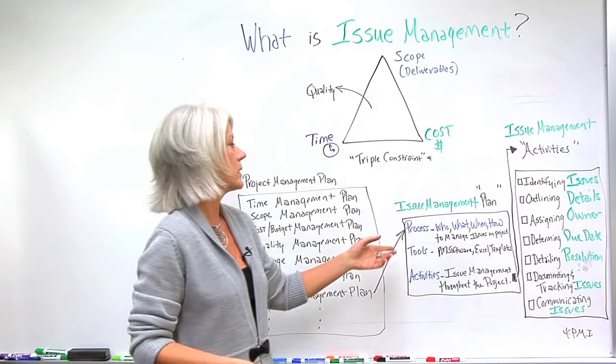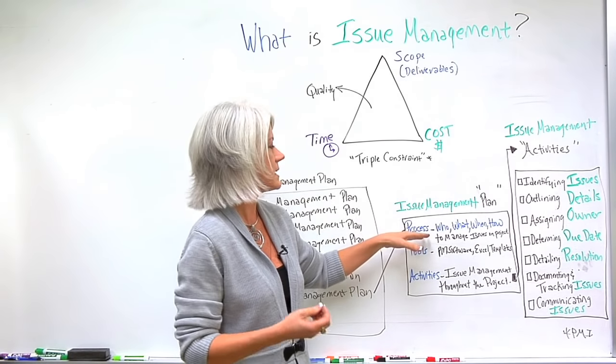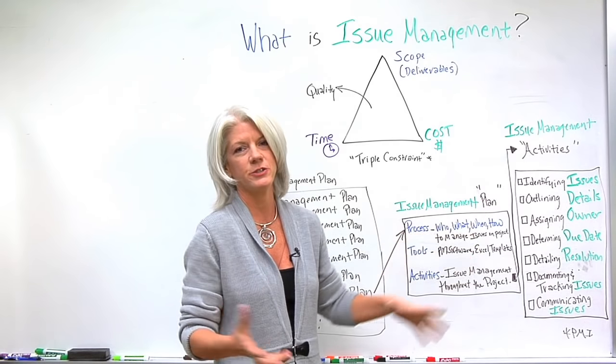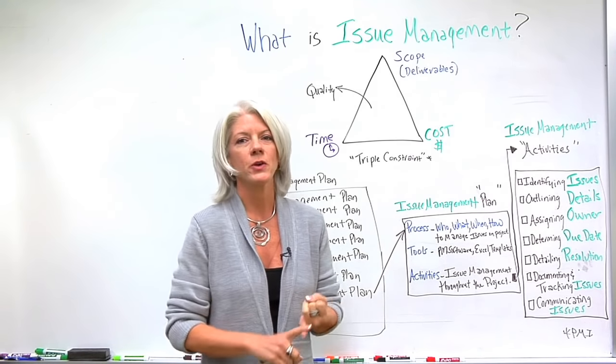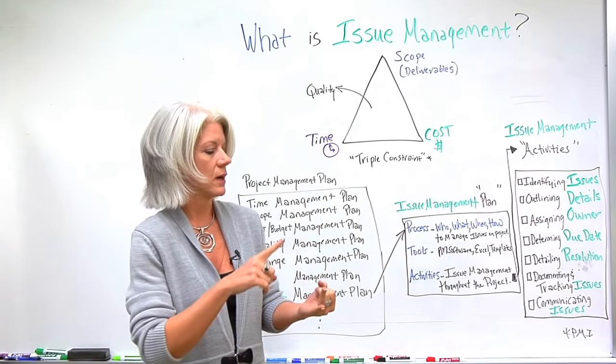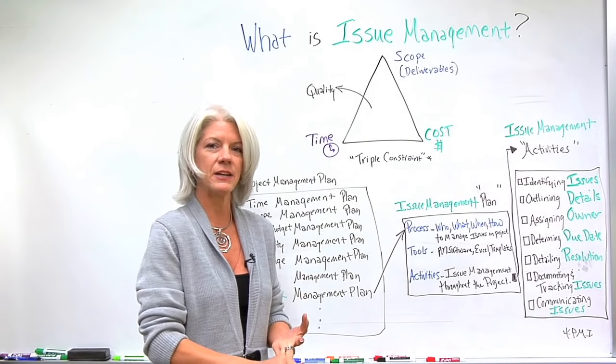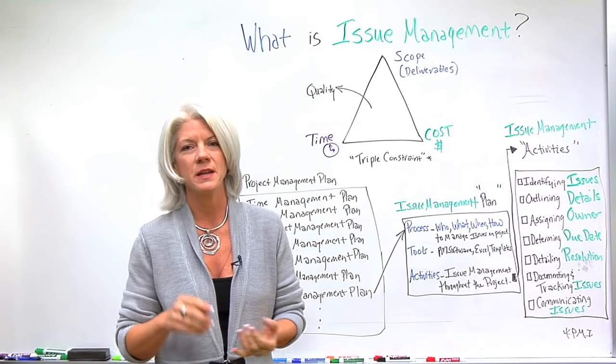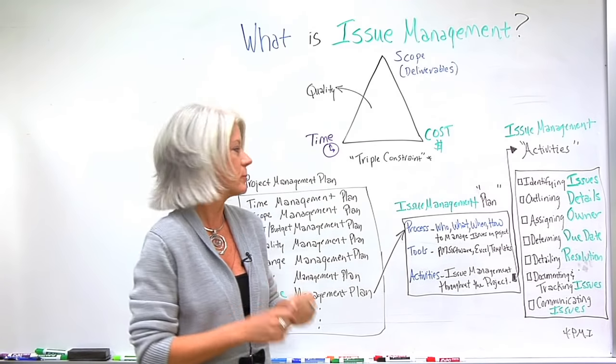So we want to outline the process. We want to document who, what, when, where, how to manage the issues on the project. Specifically, who can raise an issue, who gets notified, how do they get notified, what do we do, what is the process, so that we can handle these promptly and properly throughout the project.